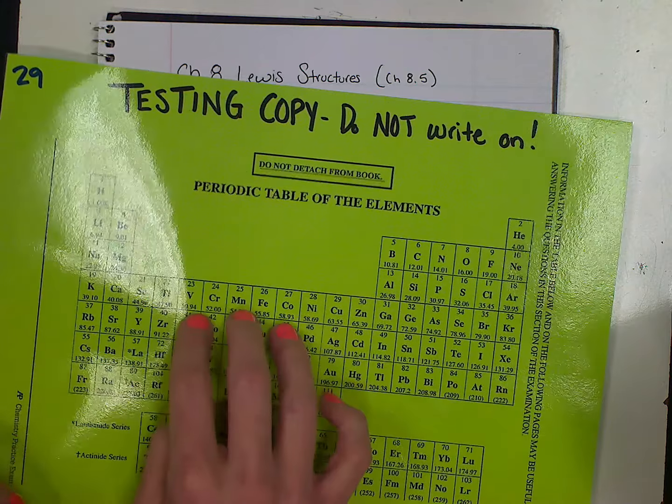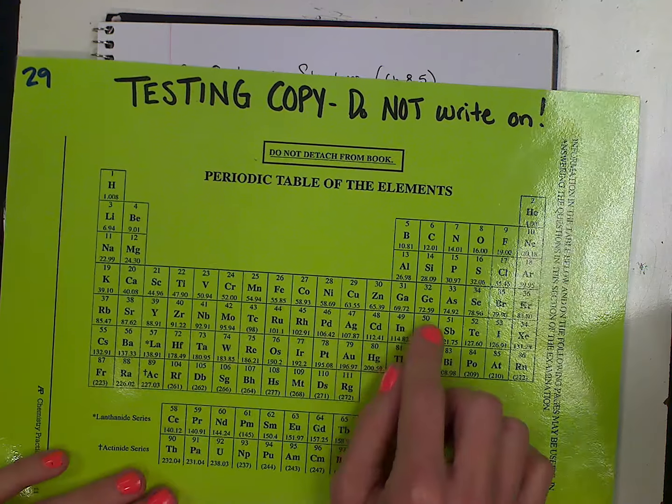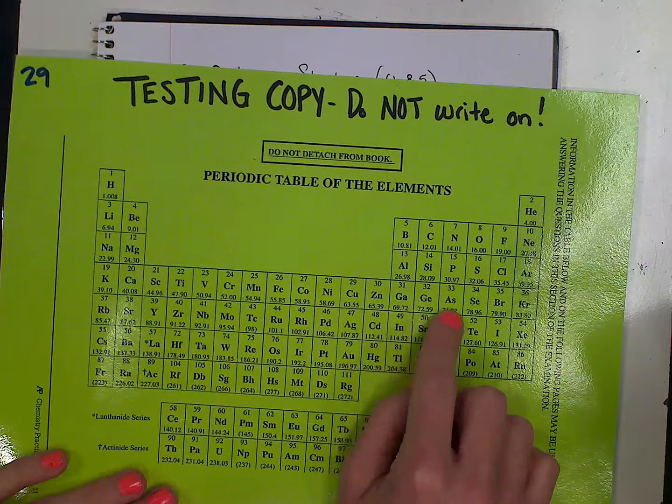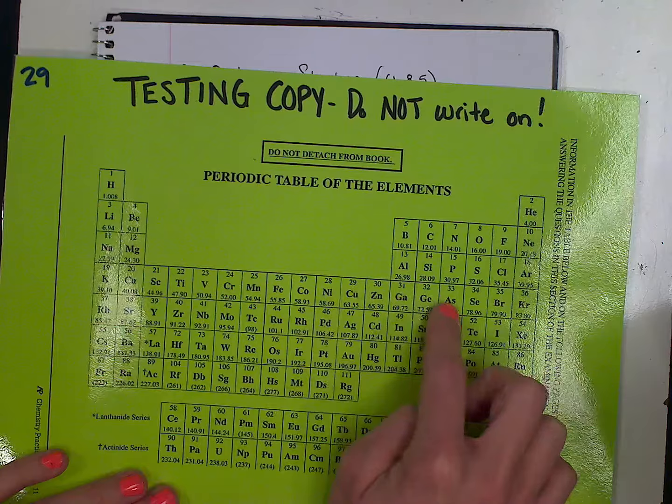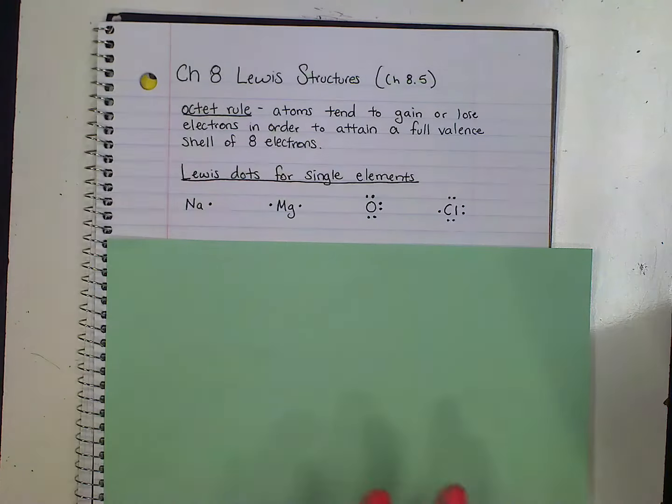If you don't remember again how to find the number of valence electrons, you just count across the periodic table, skipping the D's section. So for arsenic, if you wanted to figure out how many valence electrons it has, you go 1, 2, skip the D's, 3, 4, 5. Okay, so just keep that in mind. All right, so that's Lewis dots for single elements.